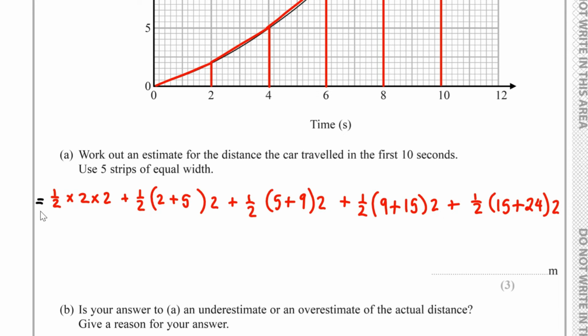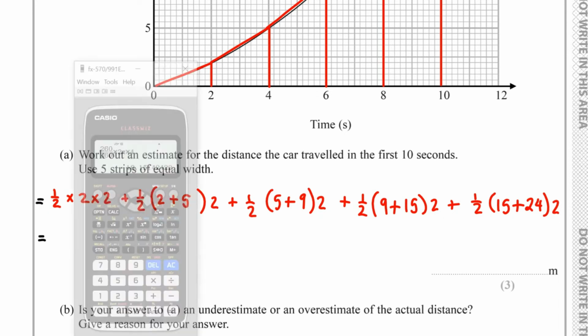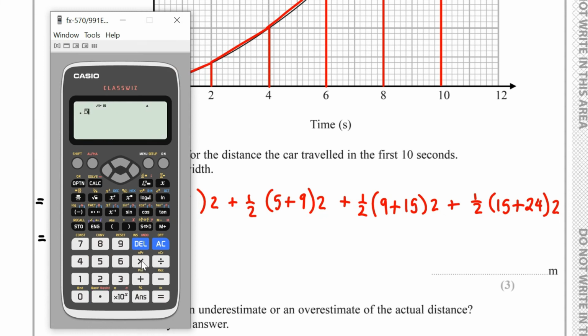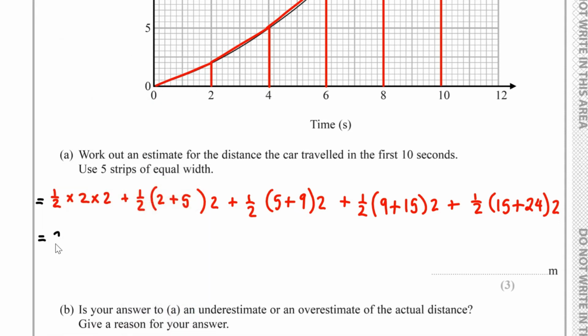So if I work all of this out, we have a half times 2 times 2, which is 2. Well, here we're going to have 2 plus 5, which is 7. 5 plus 9, that's 13. 9 plus 15, that's 24. And 15 plus 24, that's 39. So if I add all this together, we get 86. So we have 86 meters.